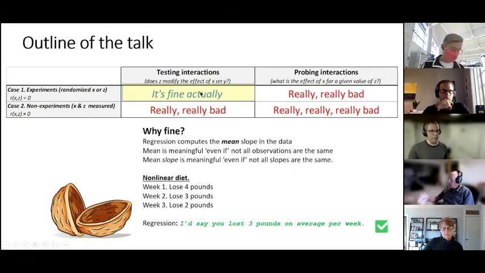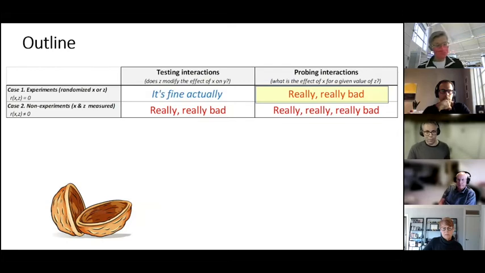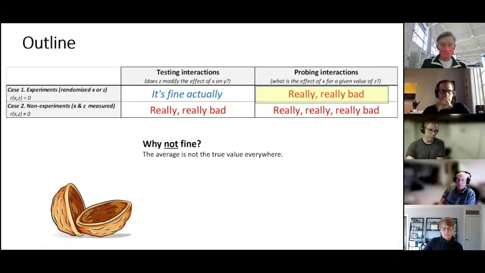And for that reason, it's fine to run interactions in experiments, even if it's not linear. Okay, what about probing those interactions? Why is that a problem? Okay, so I'll spend some time on this, but I'll just give you the intuition right now.